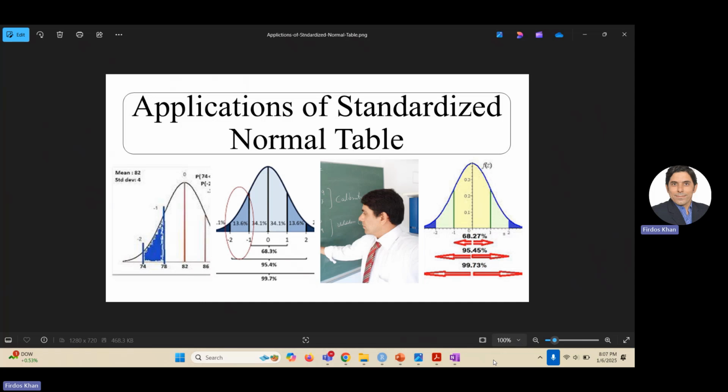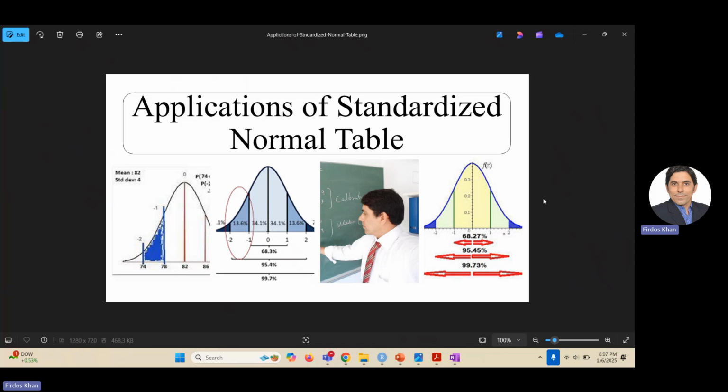The other video, I will not have it now, but I will mention the link in the description of this video, on why we need this unique standardized table. Okay, so let's see how we can utilize the first application of the standardized normal table.